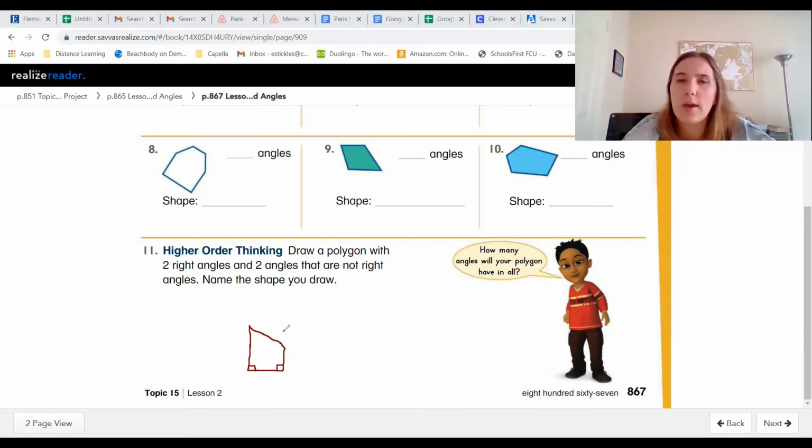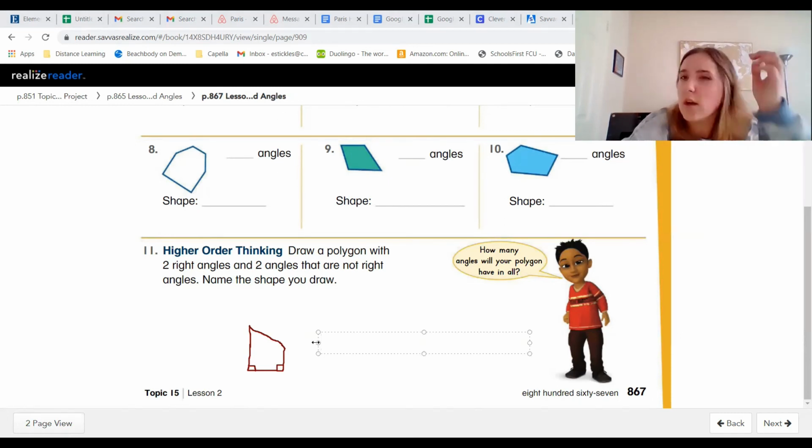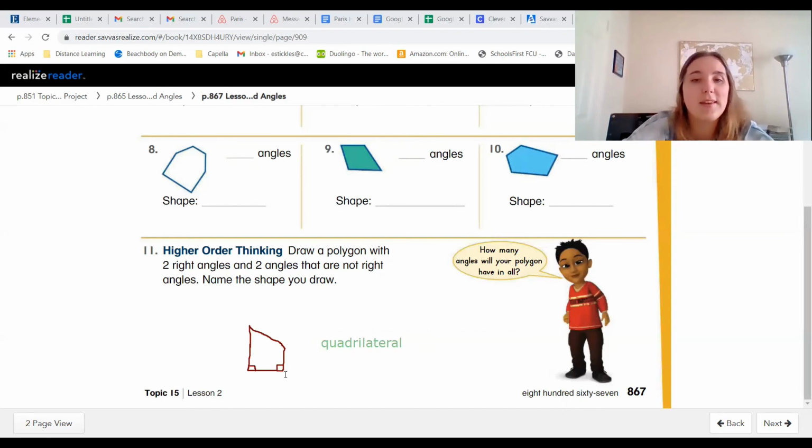So now what shape did we make? Our shape has 1, 2, 3, 4 sides, 4 vertices, and 4 different angles. So what would that be called? Would it be a square, a rectangle, a quadrilateral? This would be a quadrilateral because it doesn't have all right angles. Nicely done. We're going to turn the page and do one more problem.